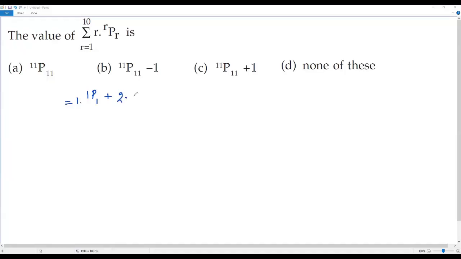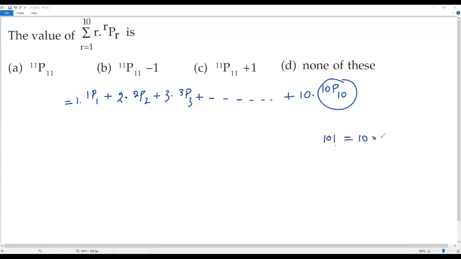So 2 times 2P2. Then I plug in 3 times 3P3. In this way it keeps going, and I have to continue up to r equals 10. Then when I plug in r equals 10, I'll get 10 times 10P10. It's a bit difficult to evaluate this one because even for 10P10, we get 10 factorial. To evaluate 10 factorial, we have to write 10 times 9 times 8 times 7 up to 1 and multiply everything. Whatever value we get has to be multiplied by 10.